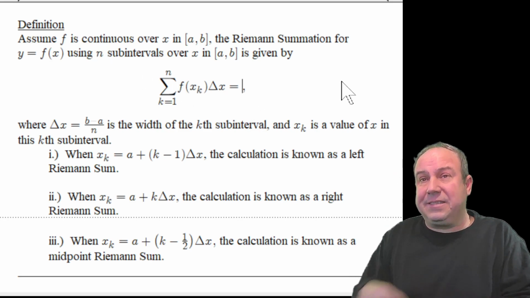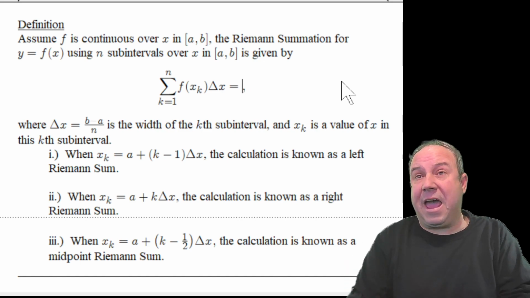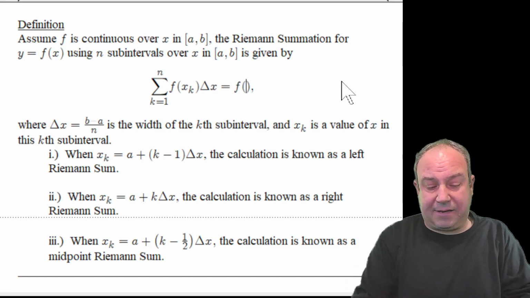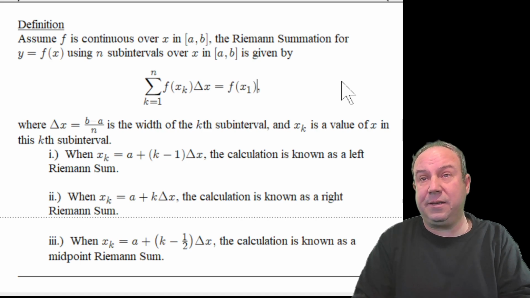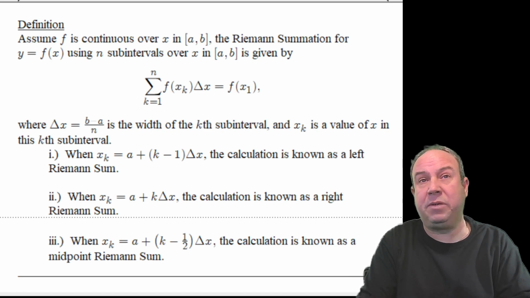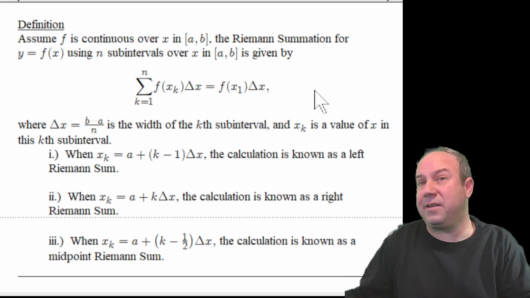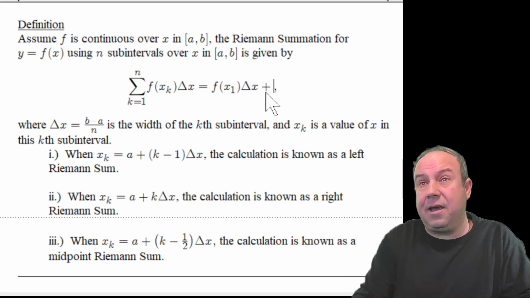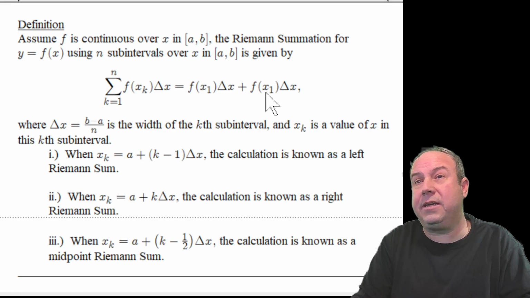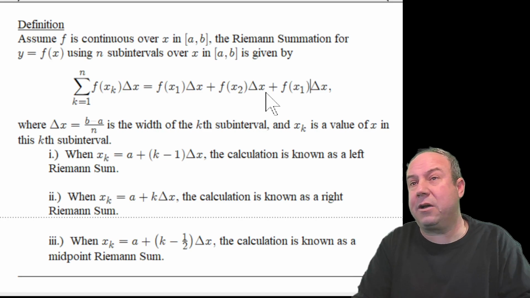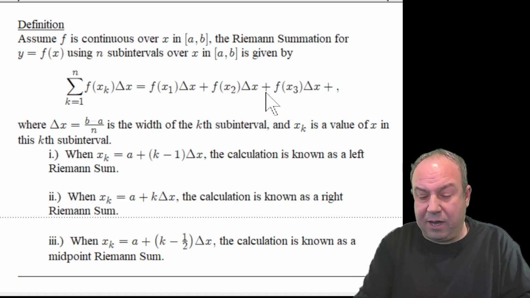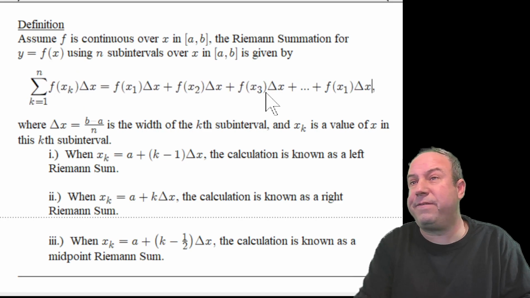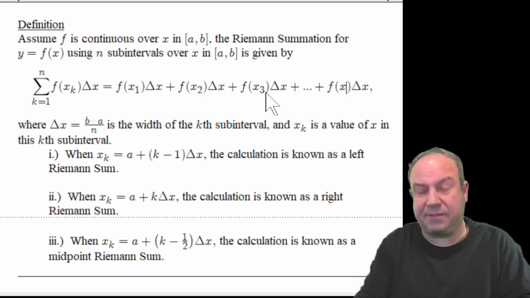In this case, it would be f at x sub 1, and that would all be times what would be del x, right? Delta x. And that would be added to that quantity at x2, and that would be added to that quantity at x3, continuing all the way up to the final quantity that would be happening at x sub n.